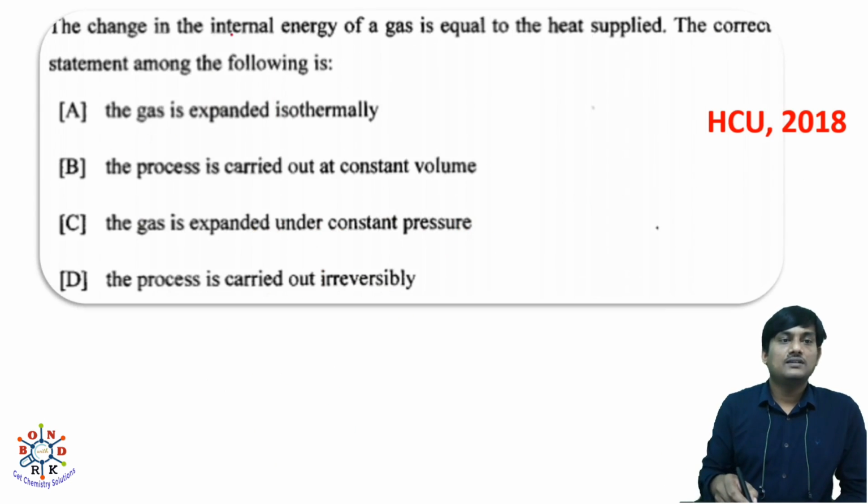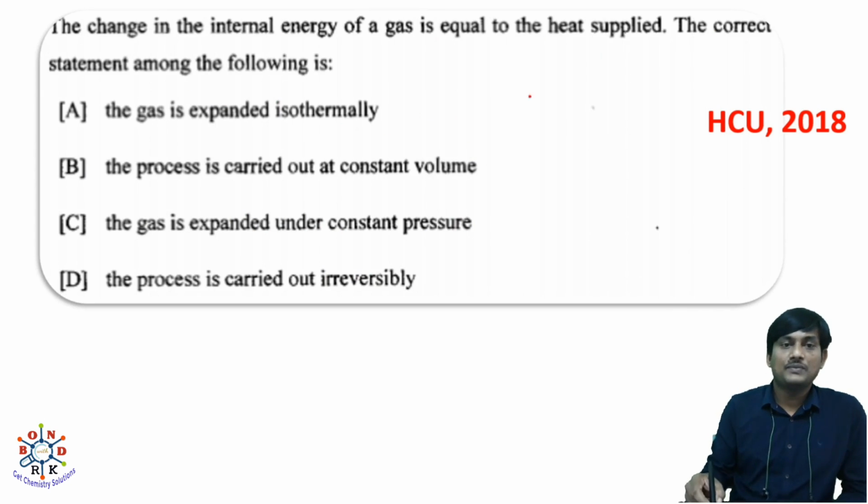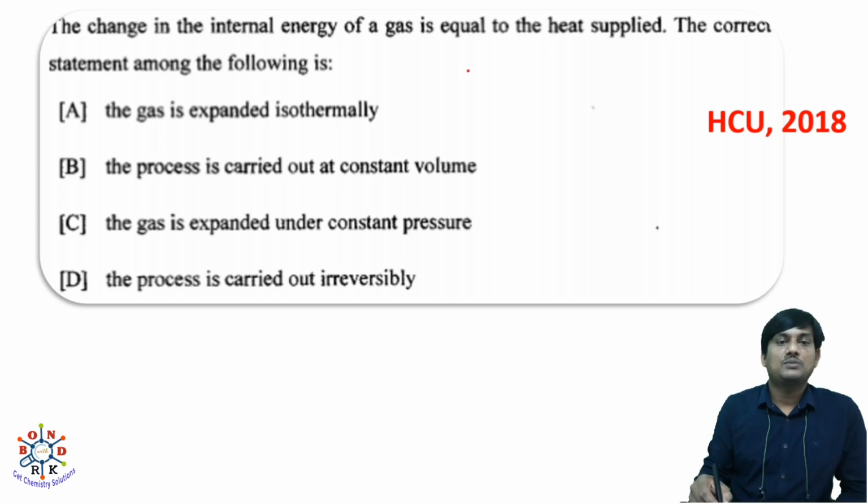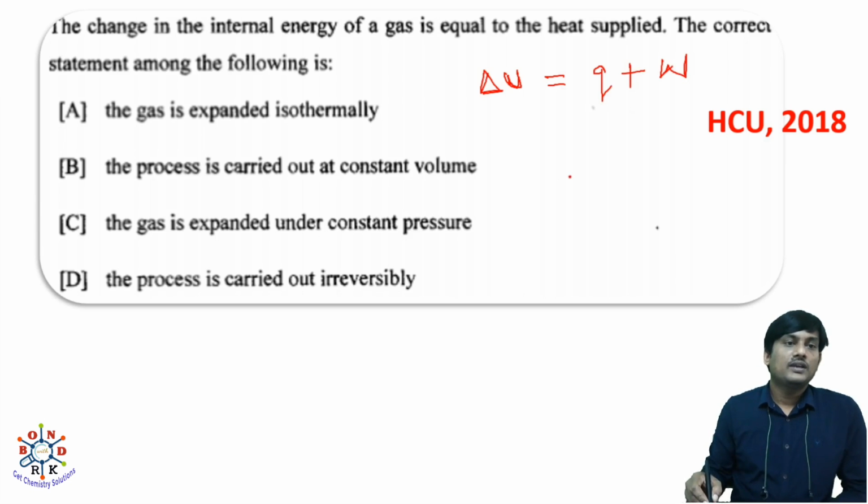The change in the internal energy of a gas is equal to heat supplied. The correct statement among the following is, this one is based on the first law of thermodynamics. We know that according to the first law of thermodynamics, the change in internal energy is equal to heat transferred and work done, Q plus W. For sign convention, heat is supplied to the system, so here Q is plus Q.